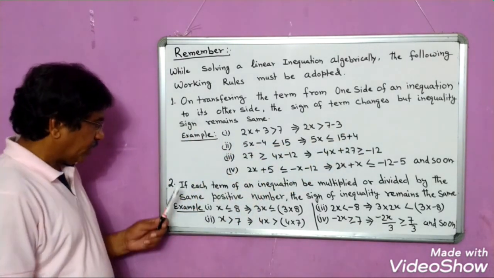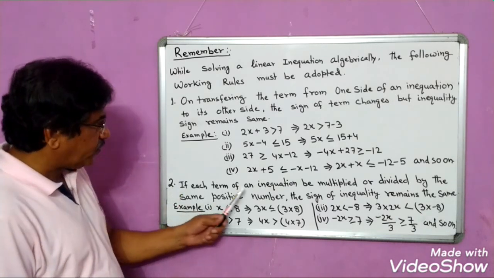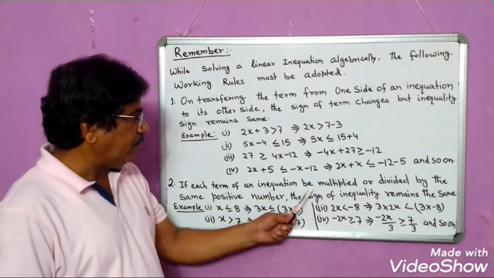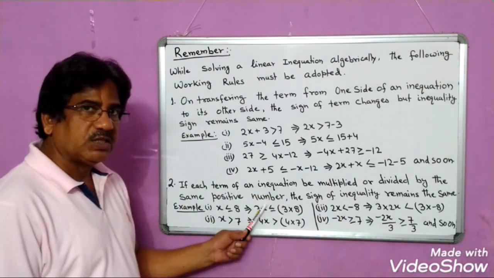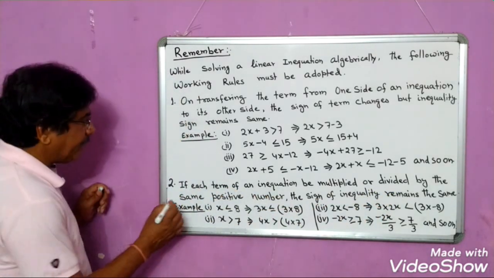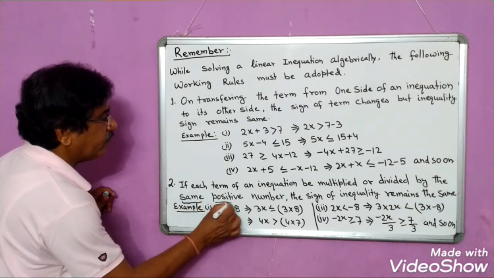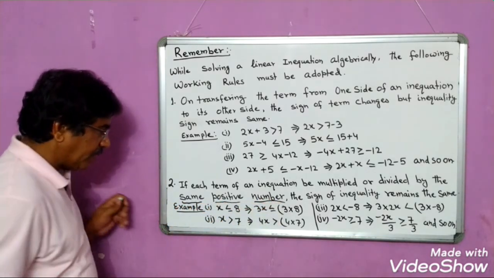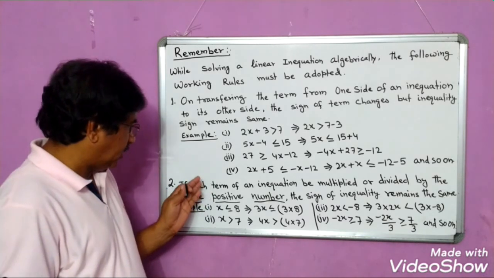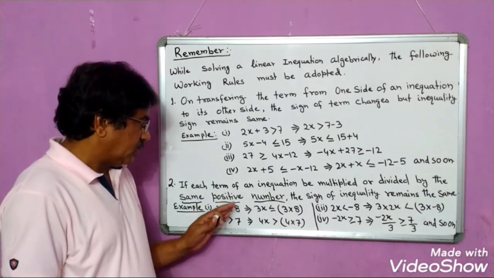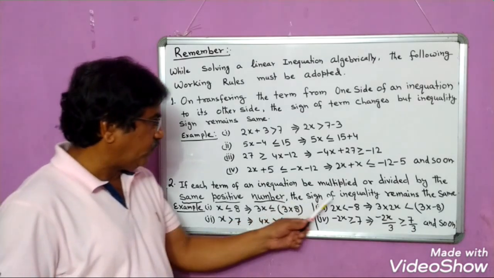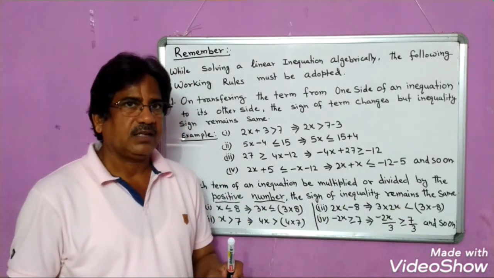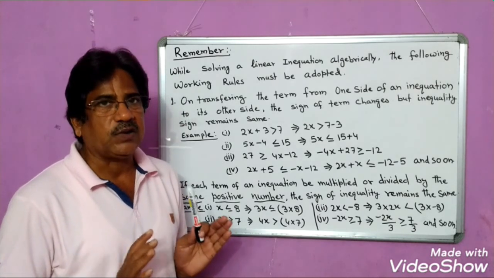Take another rule. If each term of an inequation is multiplied or divided by the same positive number, this is very important, the same positive number. When you multiply the terms of the inequation on both sides by the same positive number, the sign of inequality remains the same. Again, there will be no change in the sign of inequality.